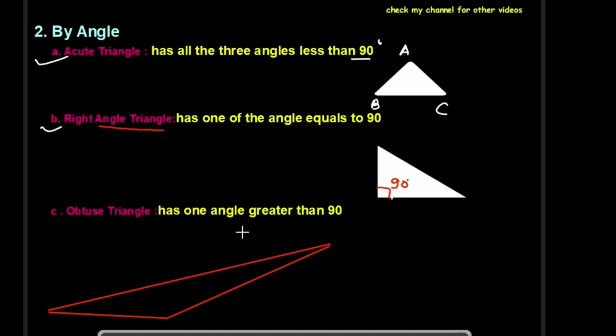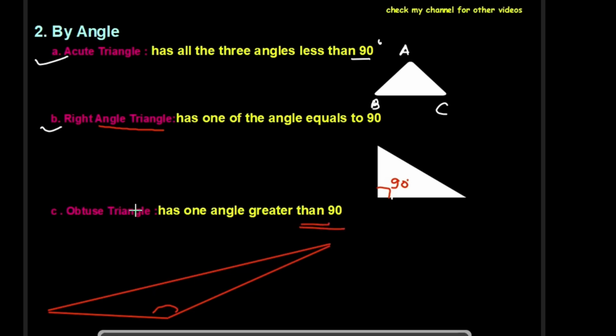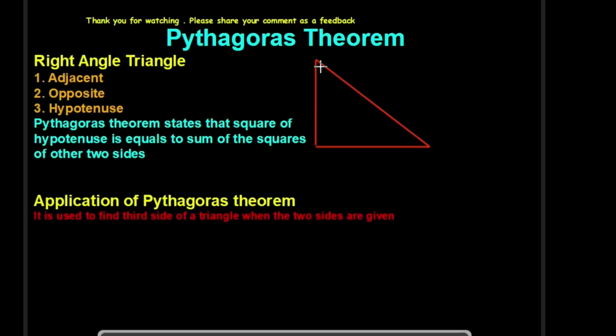Now the obtuse angle triangle. In this case, one angle should be greater than 90. It may be 100, 110, 108, 102, anything, but it should be greater than 90. So if any of the angles of a triangle is greater than 90, then we can say it is an obtuse angle triangle. Okay. Now moving to the topic, which is Pythagoras theorem.